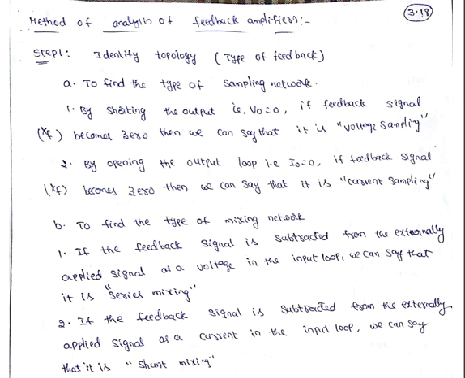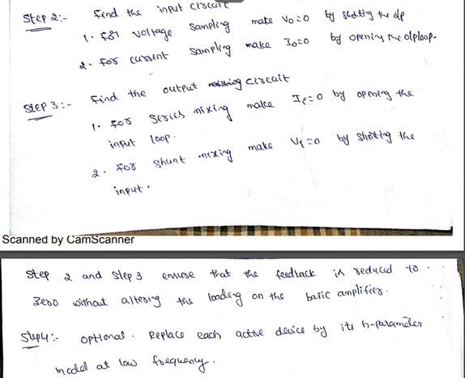After finding the sampling and mixing network, the next step is to find the input circuit. For voltage sampling, make V naught equal to 0 by shorting the output. For current sampling, make I naught equal to 0 by opening the output loop. And then find the output circuit. For series mixing, make IA equal to 0 by opening the input loop. For shunt mixing, make VI equal to 0 by shorting the input.